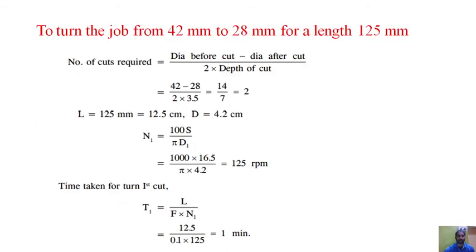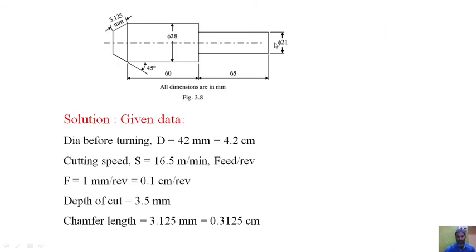Okay, so now the dimension will change from 42 to 28. So now the left out is two operations. One is reducing this 28 to 21 mm. That will happen in one cut, because if you give 3.5 mm multiplied by 2 is 7 mm. So 28 minus 7 is 21 mm here. So that will be length for 65 mm, 6.5 centimeter. Next, after that, you have to make a chamfer operation.